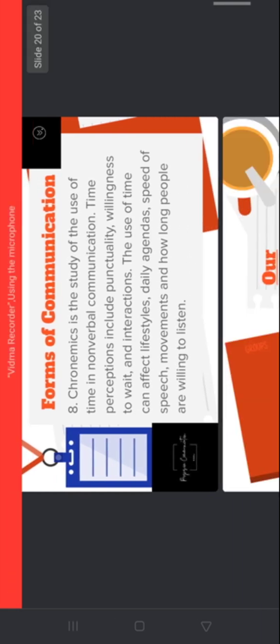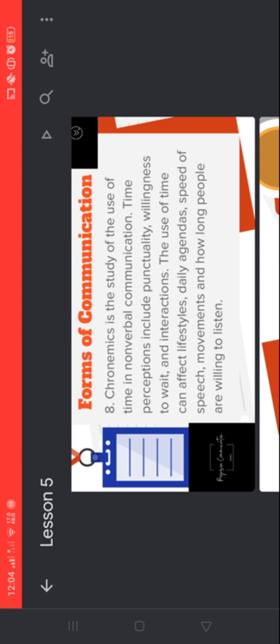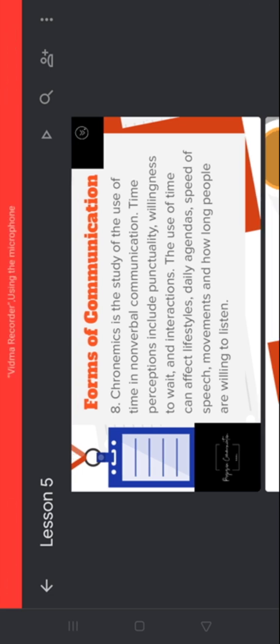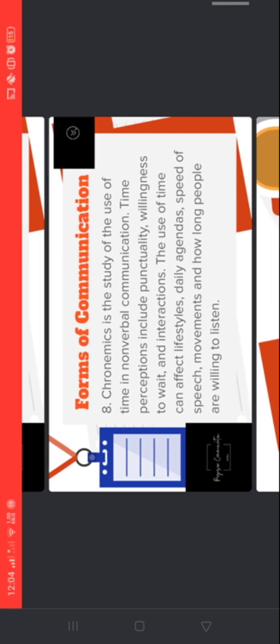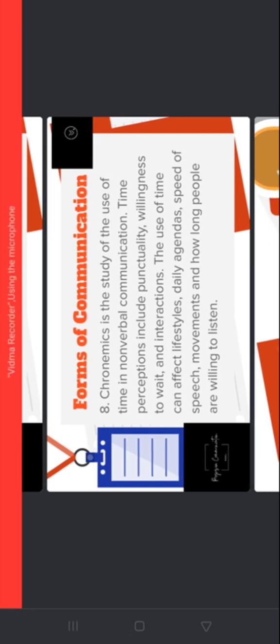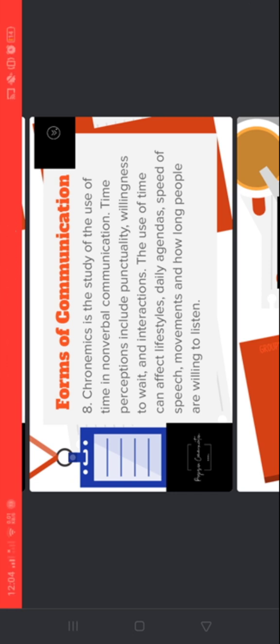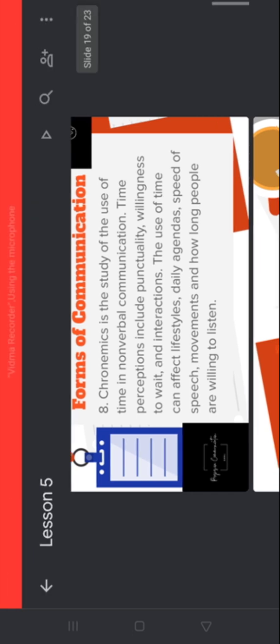Number 8, class, is chronemics. If we say chronemics, it came from the Greek. Actually, it is somewhat adapted from the Greek god Kronos, and it is the study of time in nonverbal communication. Time perceptions include punctuality, willingness to wait, and interactions. The use of time can affect lifestyles, daily agendas, speed of speech, movements, and how long people are willing to listen. It will also send a message on how good you are in your timing. Okay? That's why it's important for you to know how to use your time because it will send a message towards other people about you once again.